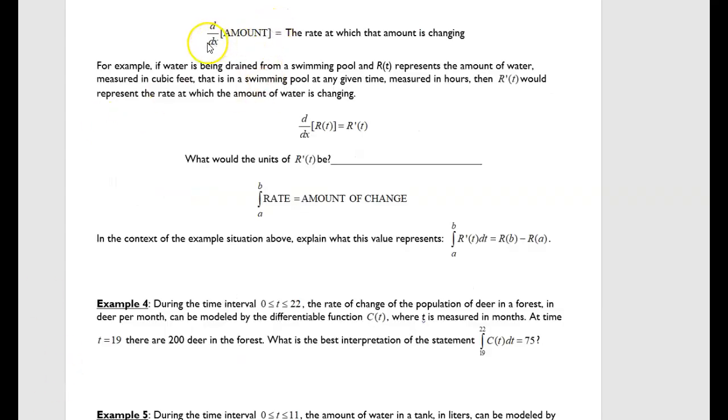So remember back from first semester, we talked about that the derivative of an amount would give me the rate at which something is changing, the rate at which that amount is changing. So for example, if water is being drained from a swimming pool, R of T is the amount of water in cubic feet that's in the swimming pool. R prime of T would be the rate at which the amount of water is changing.